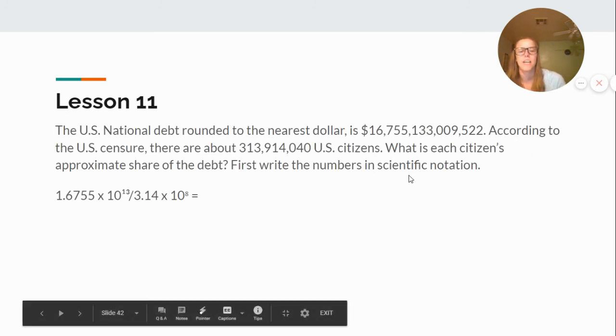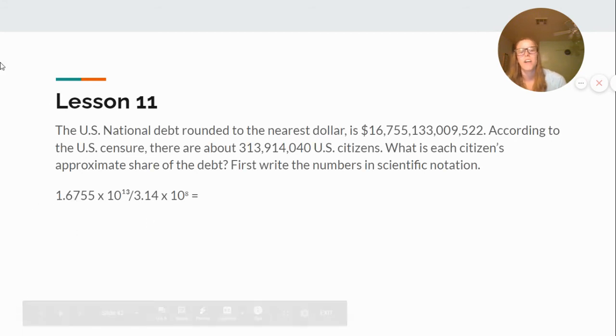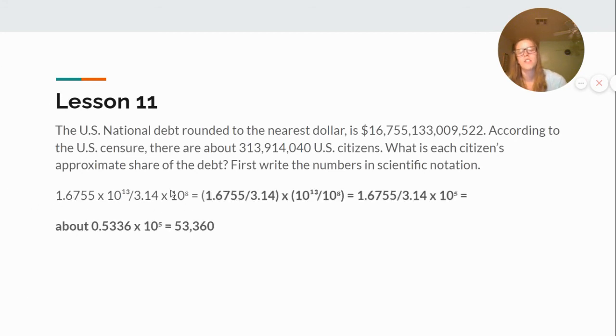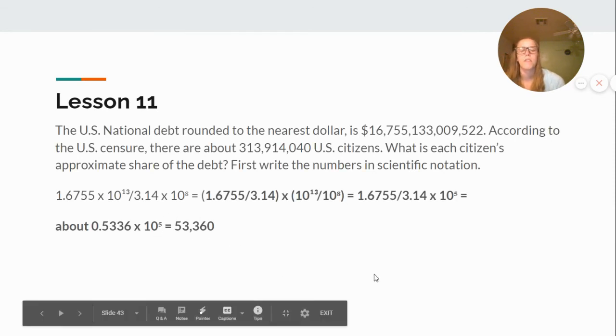So first write them in scientific notation, which I gave them here. So we're dividing it out to find out what each citizen's share is. So we divide our numbers. It would be 0.5336 times 10 to the 5th, or about $53,360 per citizen.